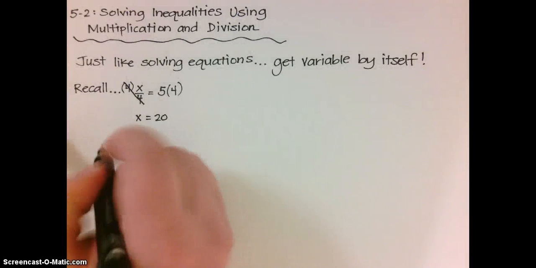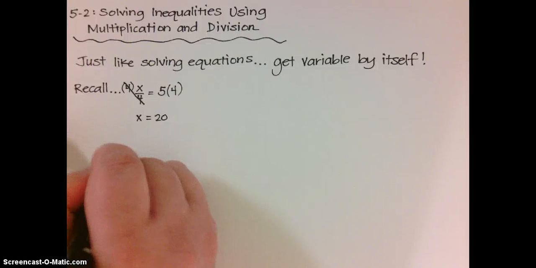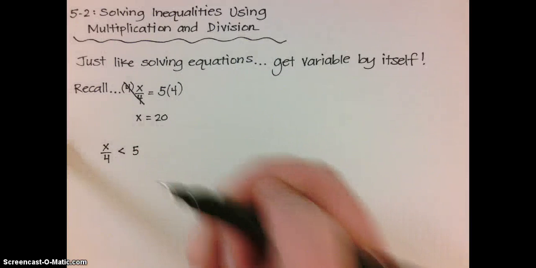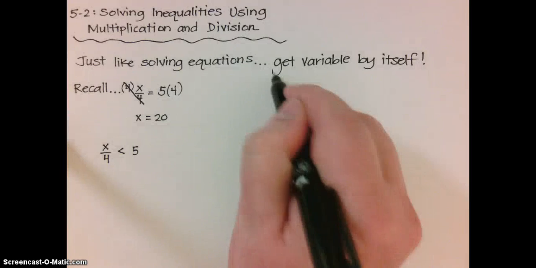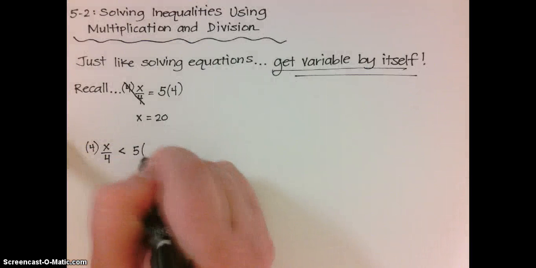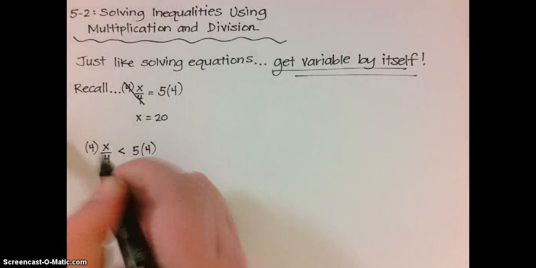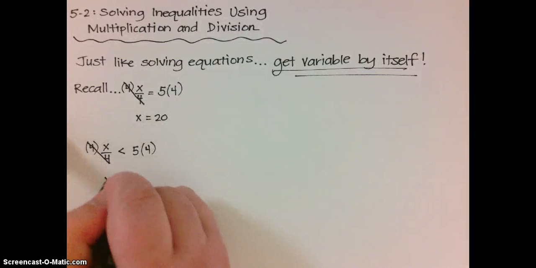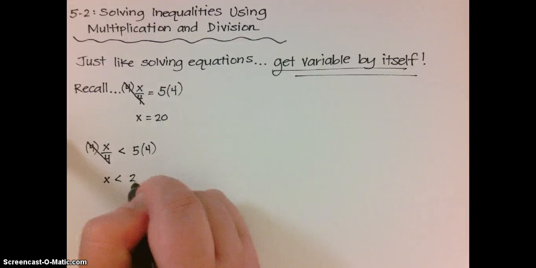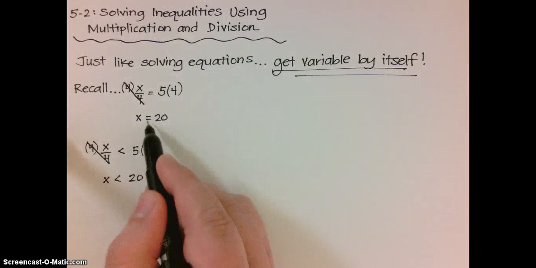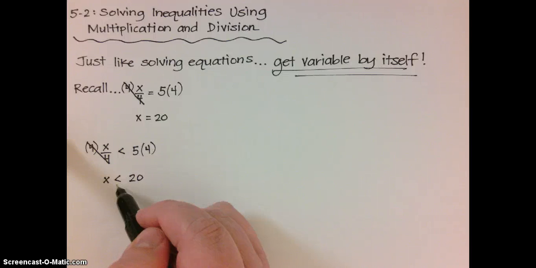So let's practice the same thing if I have x divided by 4, but this time I have the inequality, the less than symbol, is less than 5. We're going to do the same process. We want to get the variable by itself. So multiply both sides by 4, because I do see that the variable is being divided by 4. The 4's will cancel each other out, because 4 divided by 4 is 1. So I'm left with x is less than 5 times 4 is 20. So it's the same thing that I got up above, the 5 times the 4, except instead of an equal sign, it's less than, which means the solution for this inequality is any number that's less than 20.